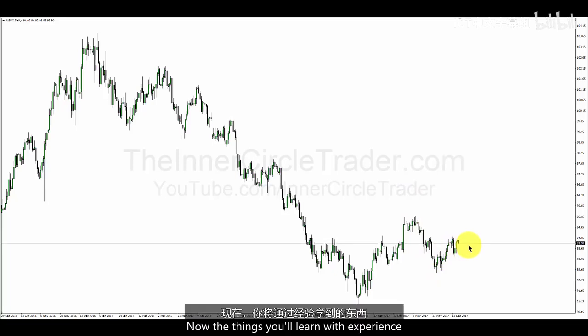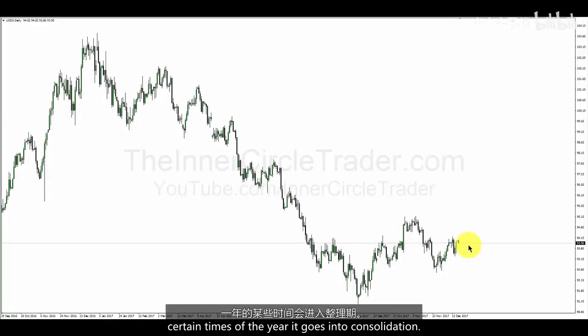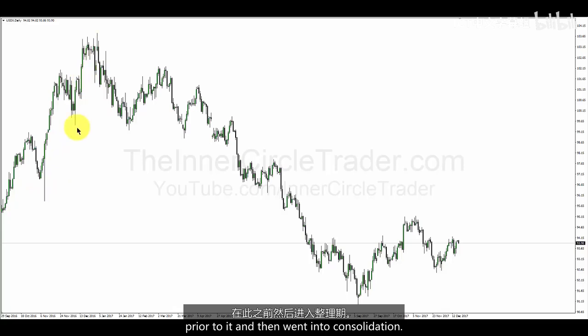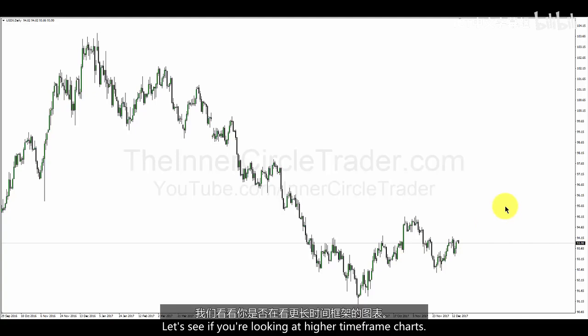Now, the things you'll learn with experience is there's certain times of the year when the market is predisposed to do certain things. Certain times of the year it's supposed to trend, certain times of the year it goes into consolidation. Right now, typically we're in a consolidation time. If you look back at the previous years, we have the market trending prior to it and then it went into consolidation. And then around March, we start trending down to around August or September. Then it goes into some consolidation again. So the idea of profiling, I think, is beneficial for you, especially if you're looking at higher time frame charts.